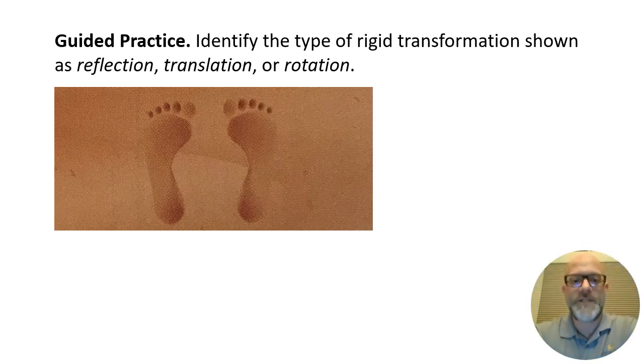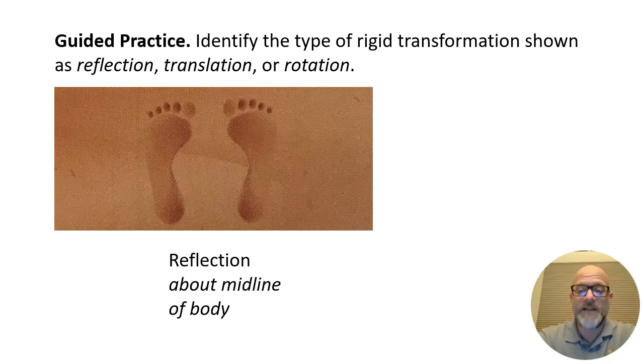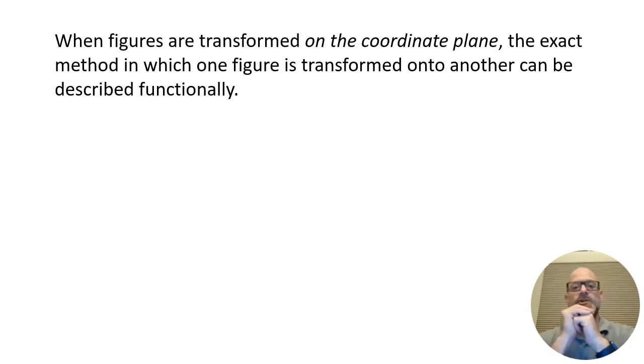How about this guy? Reflection, translation, or rotation? It's a reflection about the midline of the body. Or you could say it's a reflection about the y-axis. All right, when figures are transformed on the coordinate plane, the exact method in which one figure is transformed onto another can be described functionally. In other words, we can have very specific rules for how to accomplish a reflection, a translation, or a rotation.